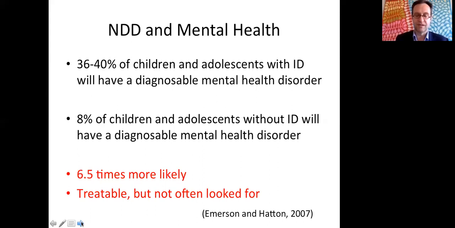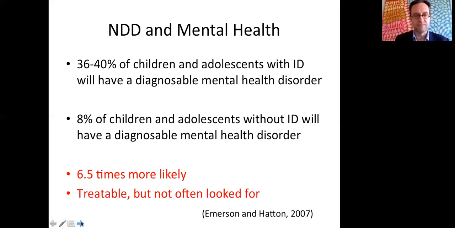So you can see, if you have intellectual disability, you are 6 times more likely to have other mental health disorders. They're treatable, but very often people don't look for them and therefore don't treat them. And that's the key message for all of us today: if we see neurodevelopmental disorders, we should think, what can I do to help or to treat?